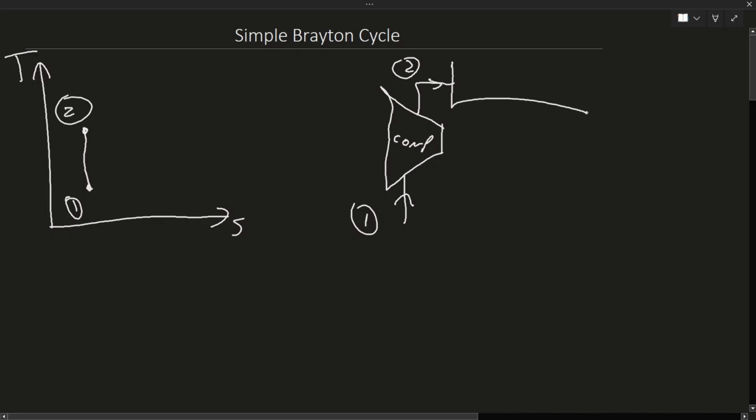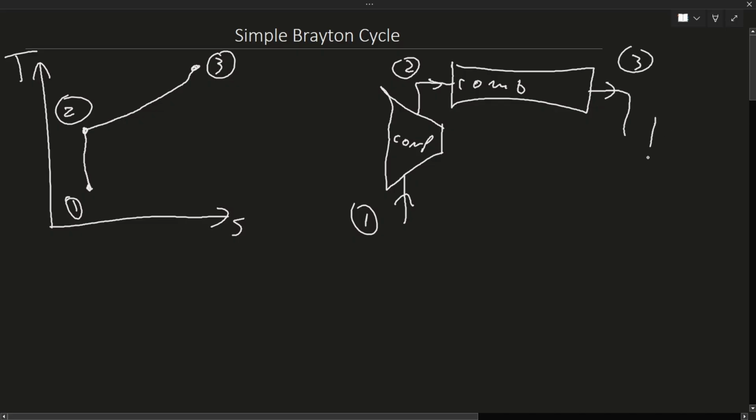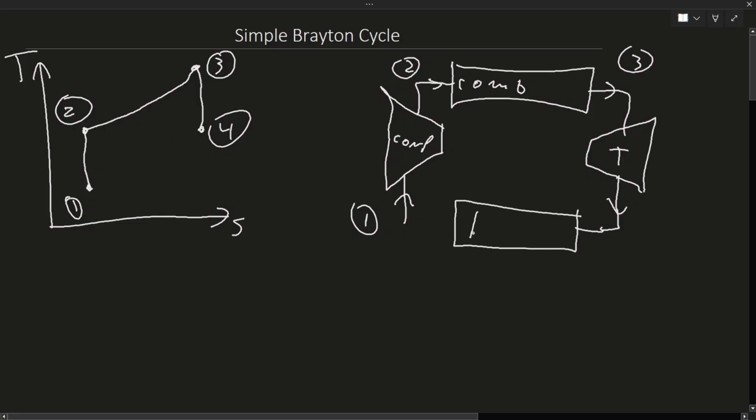Next, this air is going to go into a combustion chamber. The combustion chamber is both going to increase the temperature and its entropy, step 3. After step 3, it's going to enter a turbine, and the turbine is going to use this air to create power. So it's going to use its temperature. When it leaves, it's going to be at step 4 with less heat, but the same entropy. Then it goes into a heat exchanger and returns to step 1. Okay. And that's your simple Brayton cycle.